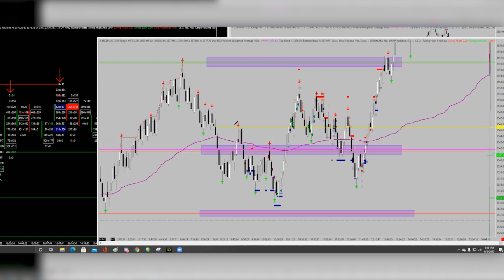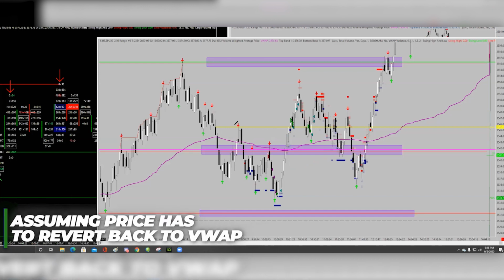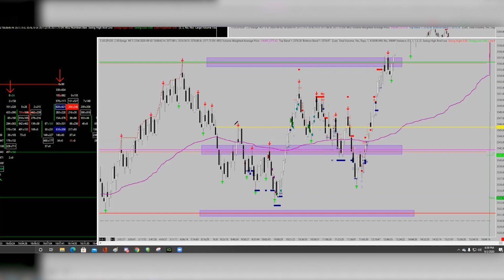Now, the third mistake is assuming price has to revert back to the VWAP and ignoring market trend and market structure. I have seen this so many times when I ask members, hey, okay, why are you shorting this raging bull? The market's up 30 points from the open. Why do you insist on shorting it? And the answer that I often get is, oh, well, it's going to revert back to the VWAP. Well, how do you know that?